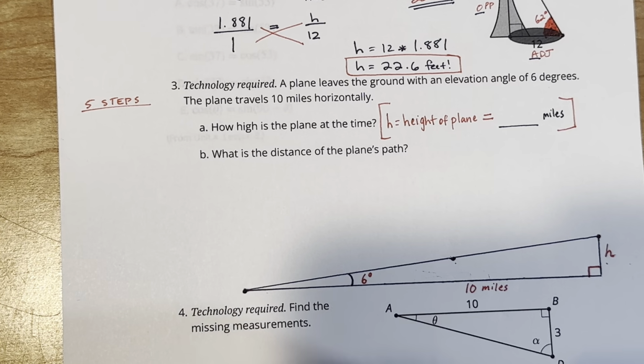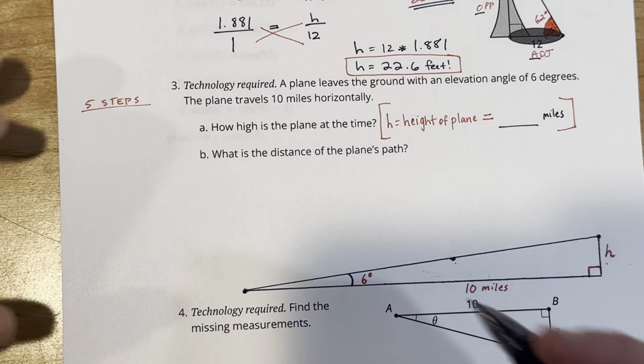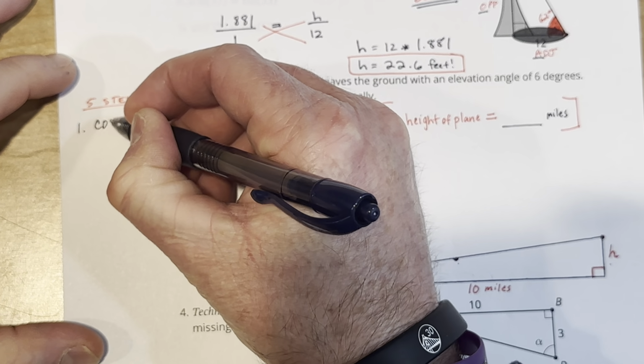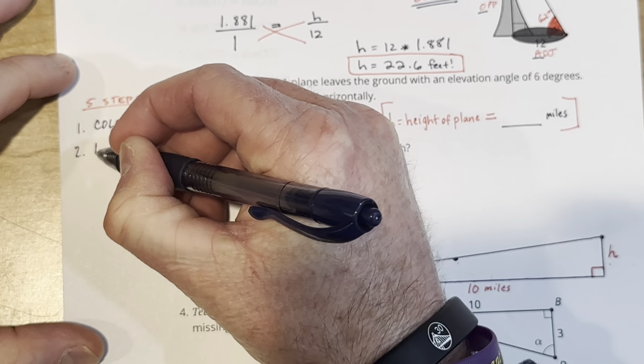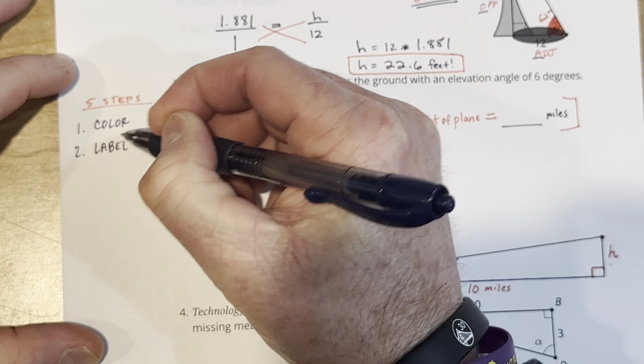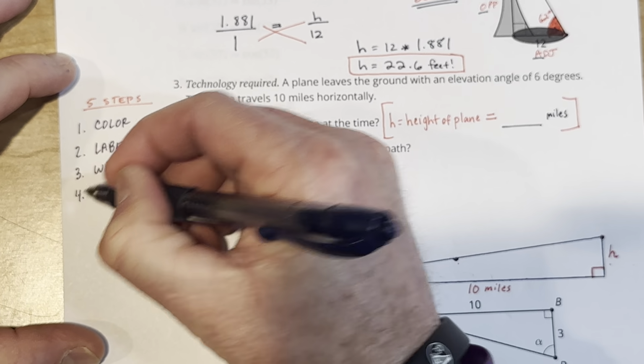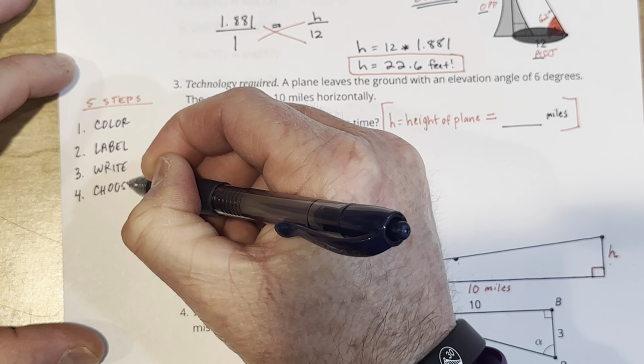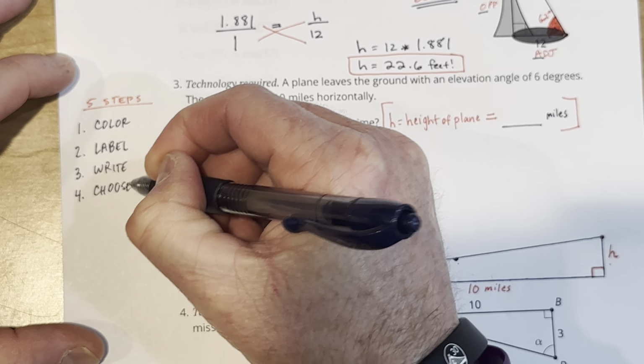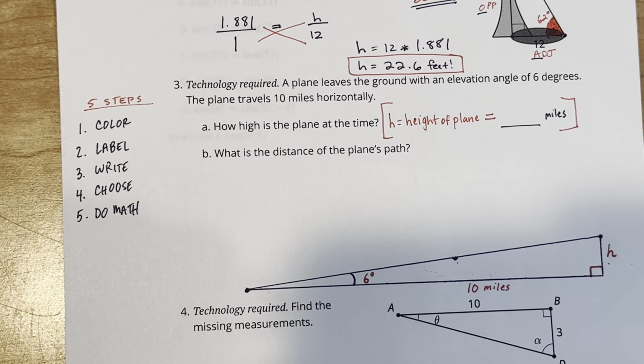Now, on your test, you're gonna be able to use those word walls. So each of those word walls that I'm doing has a back page with the 5 steps. So use those word walls, but here they are. We're gonna color, we're gonna label, we're gonna write, we're gonna choose, and we're gonna do math. Yeehaw.